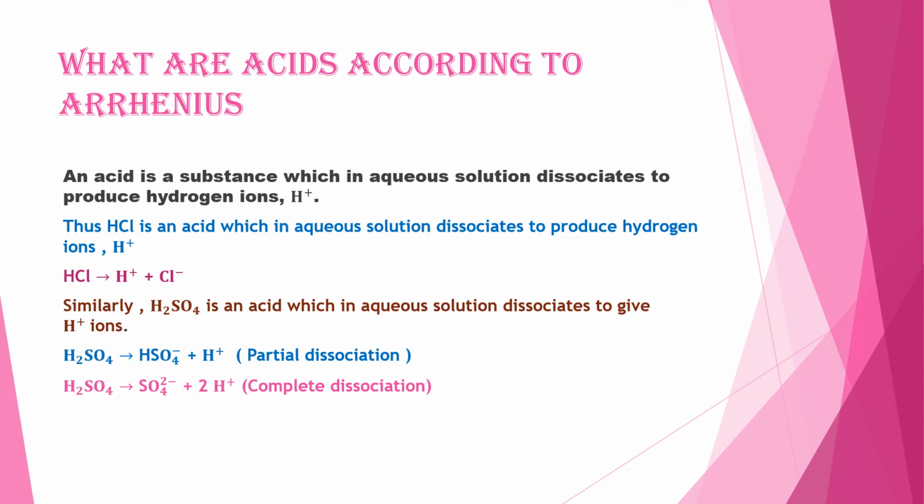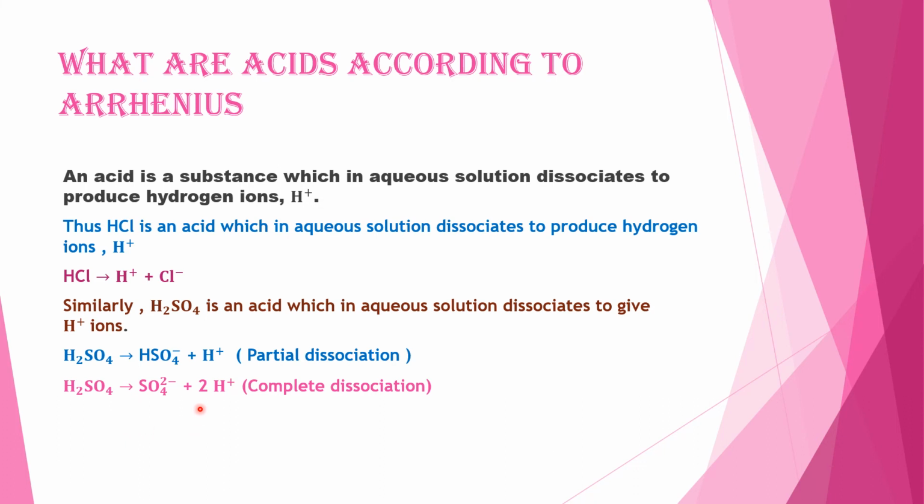Now the dissociation of HCl, that is hydrochloric acid, is shown here. HCl is an acid which in aqueous solution dissociates to produce hydrogen ions, H positive. Hydrochloric acid HCl dissociates to produce H positive plus Cl negative ions. Similarly, sulfuric acid is an acid which in aqueous solution dissociates to give H positive ions. Here partial dissociation is shown in which only one hydrogen atom is removed, and in complete dissociation both the hydrogen atoms are removed.